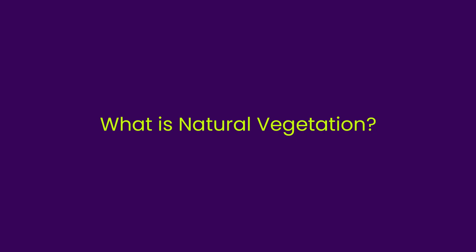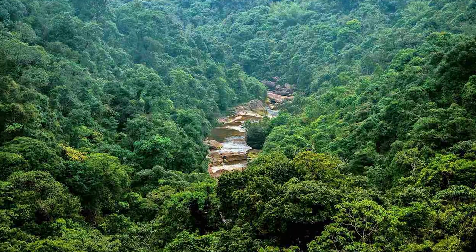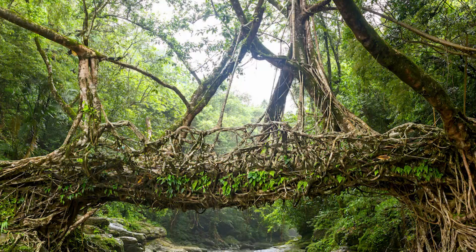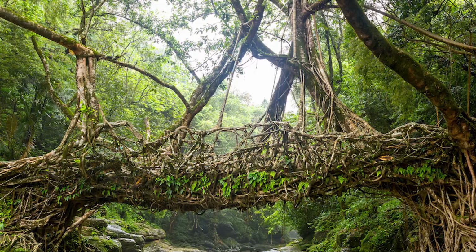So, what exactly is natural vegetation? Natural vegetation refers to the plants and trees that grow naturally in an area without human intervention. Think of it as nature's own garden where plant communities have evolved over time on their own. This is different from vegetation that humans actively cultivate like orchards or farm crops. In simple terms, natural vegetation includes everything from tall trees and dense shrubs to grasses, bushes and flowering plants that thrive without any help from people.